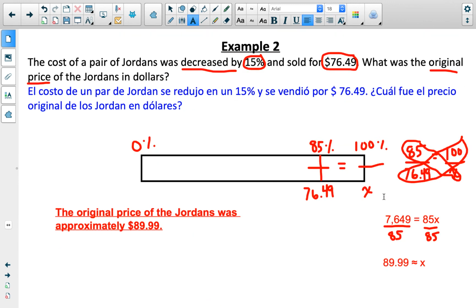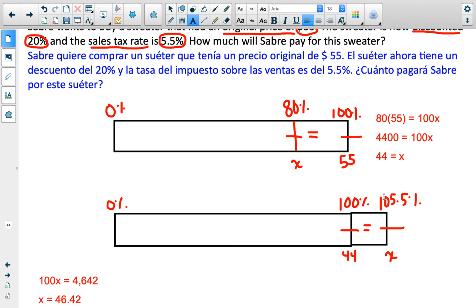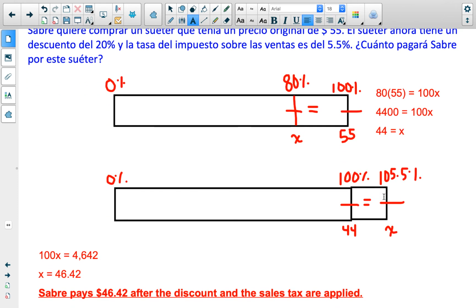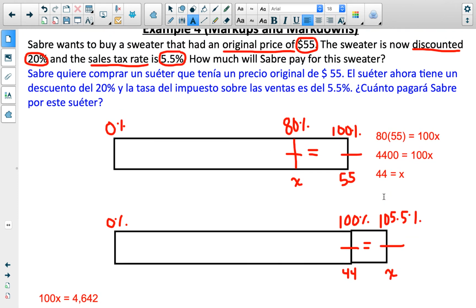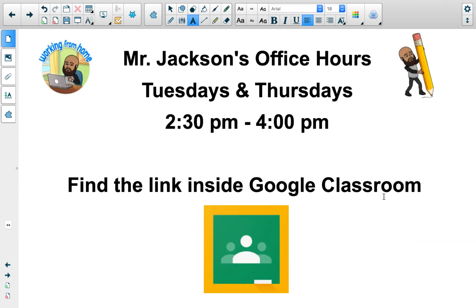So that wraps up these 4 examples. I'm hoping that provided some clarity if you were stuck with the percent formula and provided you with a different strategy to approach the problems.